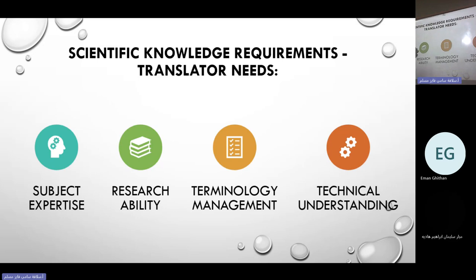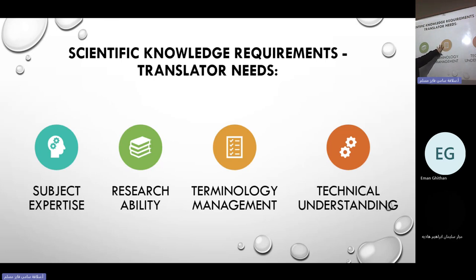Scientific knowledge requirement. What do translators need? Okay? Subject expertise. ونرجع ونعيدها. You need to be an expert in the subject you are translating. Okay? Research ability. هلا ما في حدا يقول لي ما بعرفش. ومرتش علي. Okay? عندكم عمو جوجل. عمو جوجل بيورجيكم كل شيء. Alright? عندكم عمو تشات جي بي تي. اسألوه بيعطيكم المعلومة.